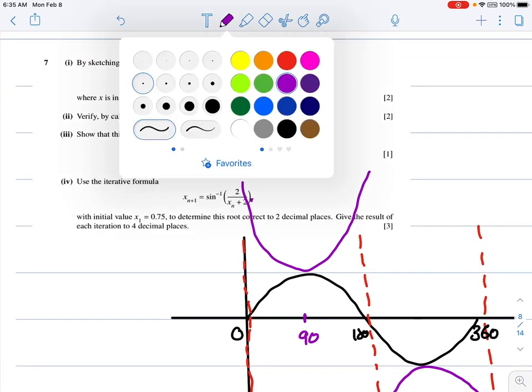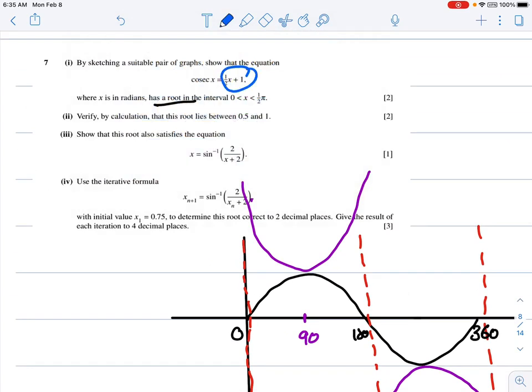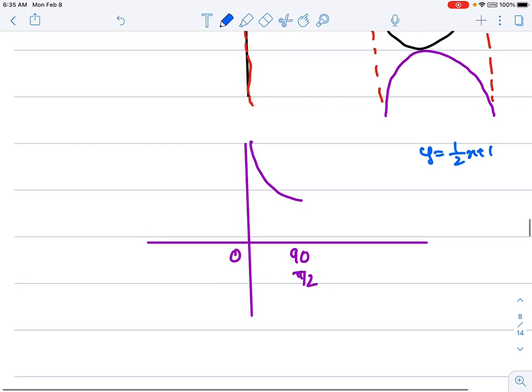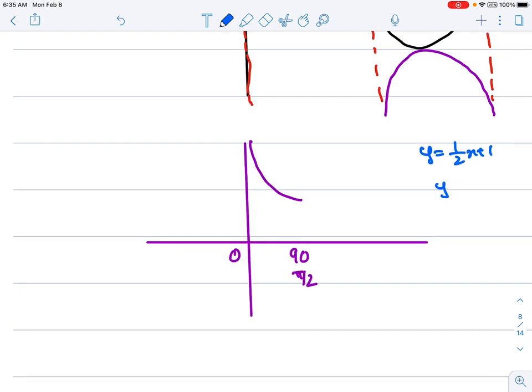The next graph that I'm going to do is y equal to half x plus 1. If x is 0, y is equal to 1. So this value we know is 1, so this is 1. Then I am going to draw a straight line passing through that point.